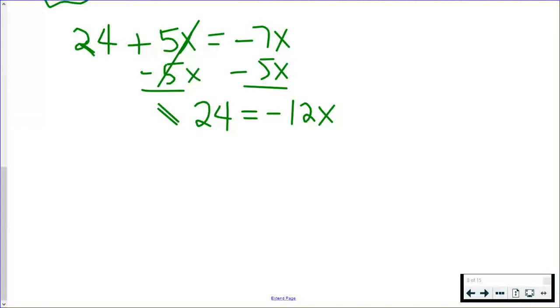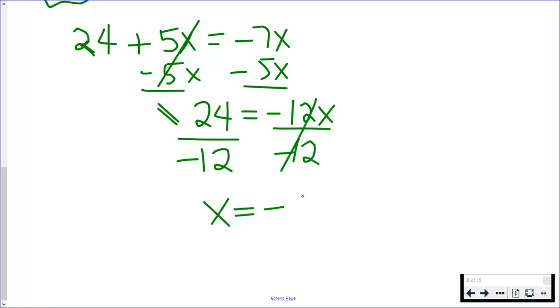And then divide by negative 12. And that is your final answer.